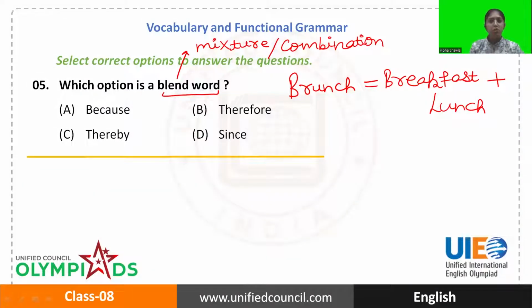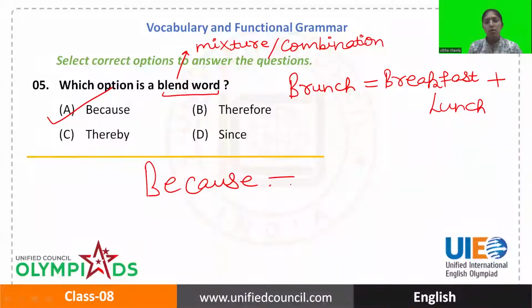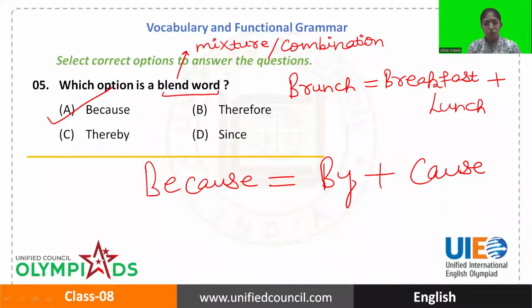So among the given options, because is a blend word. Because is the combination of by and cause. It is by plus cause. So clearly the correct answer is option A.